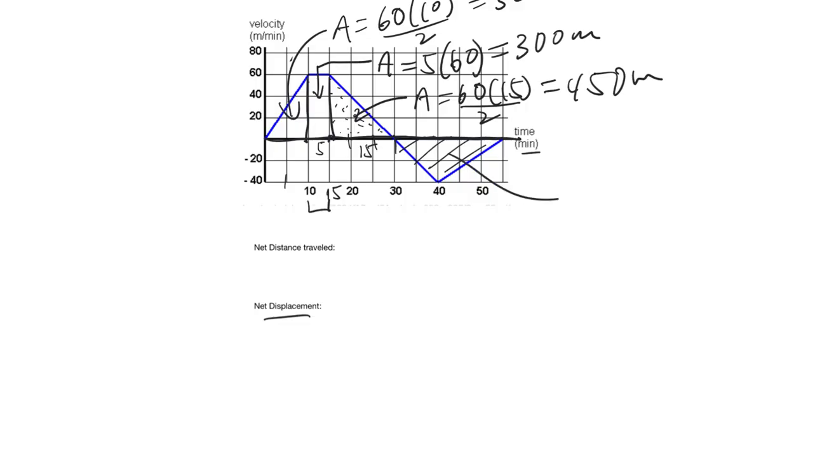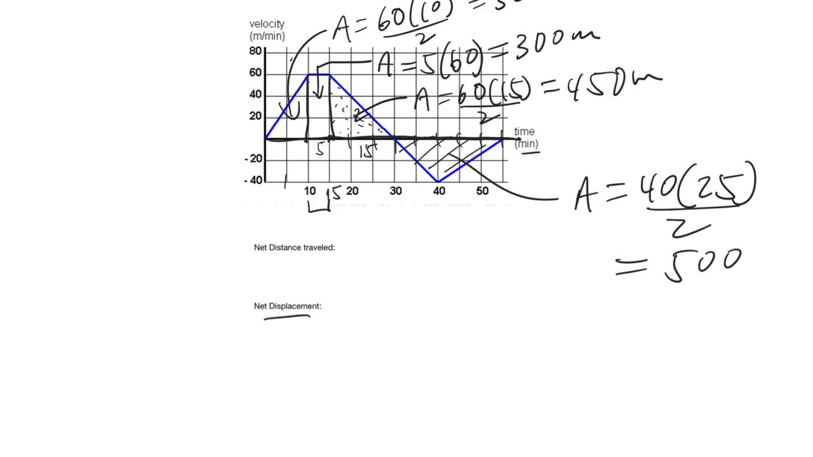And this triangle area equals, the height is 40, the base is 1, 2, 3, 4, 5. 5 times 5 is 25. Each grid is 5. Divided by 2. So 20 times 25 is 500 meters.